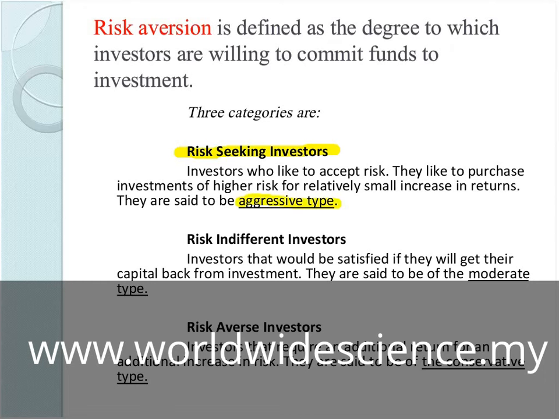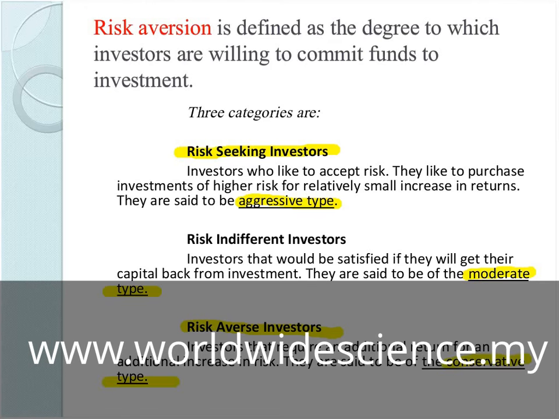Okay. We have another type, which is called the risk-indifferent investors. These are investors who would be successful if they get their capital back from the investment. They are said to be of the moderate type: the investors who want to get back their investments, at least their investments. And another type is the risk-averse investors. These are investors that require an additional return for an additional increase in risk. They are said to be of the conservative type. Okay.